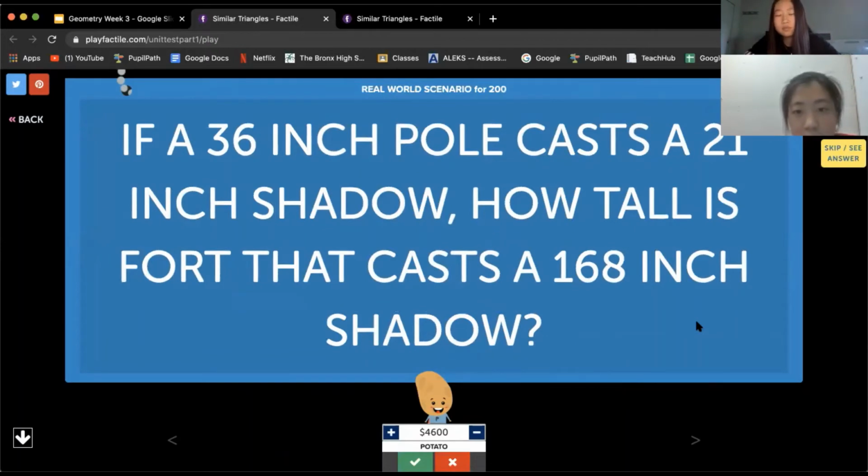If a 36-inch pole casts a 21-inch shadow, how tall is the fort that casts a 168-inch shadow? So again, we have to draw our own triangles this time. So the pole, yeah. And the shadow is 168. It's a lot bigger, and you have to find the x here.